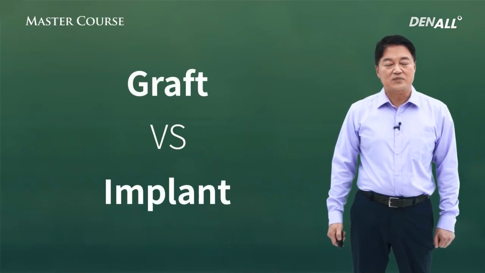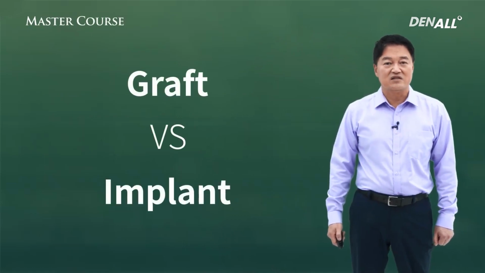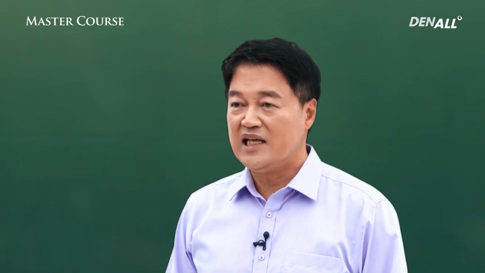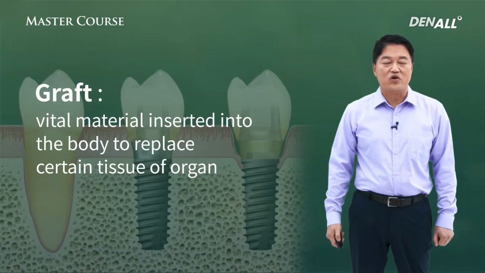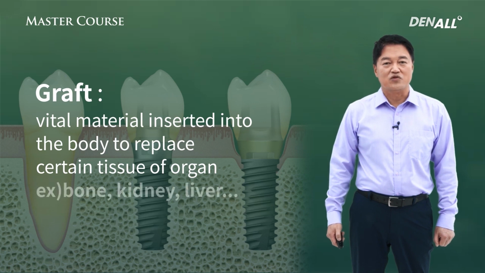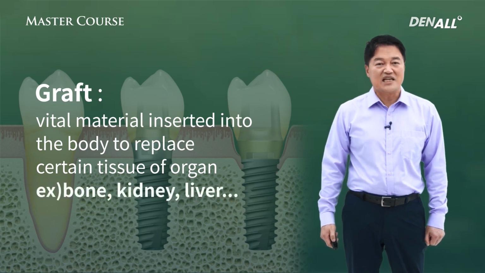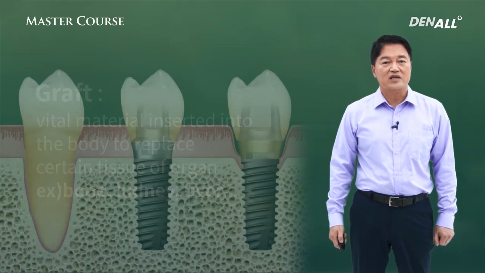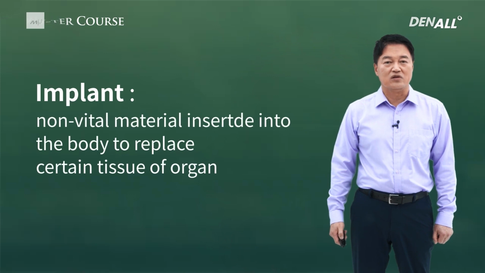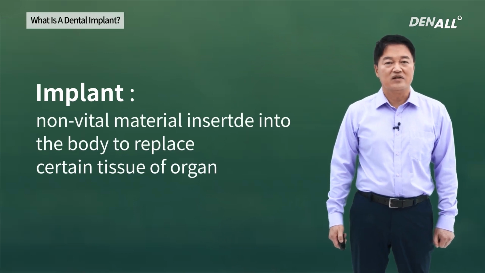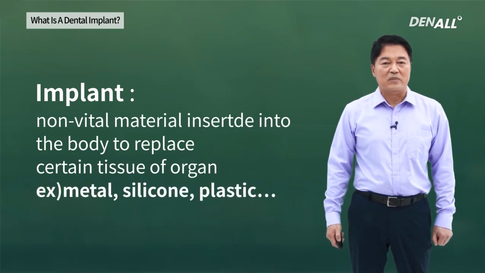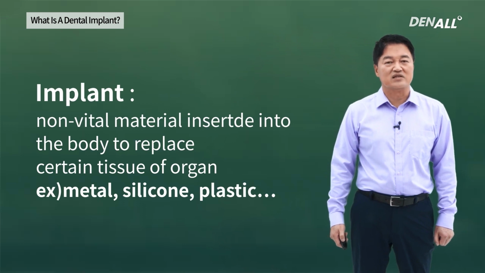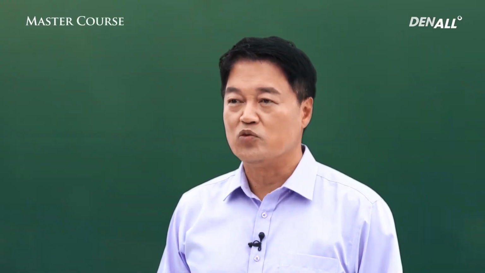Let's compare graft and implant. Graft stands for vital material inserted into the body to replace organ, kidney transplant or liver transplant. You can think of graft in line with these. As for implant, it's non-vital material inserted into a body to replace a certain organ. It includes metal, silicone, and plastic. Regarding metal, for dental implants, titanium is used frequently.